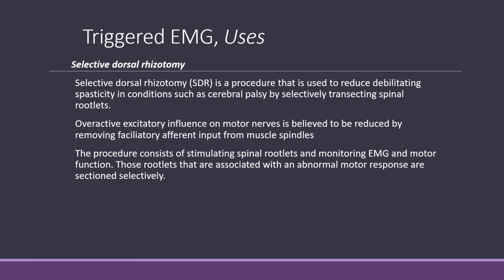With selective dorsal rhizotomy, this is a similar procedure in which we use it to reduce debilitating spasticity in conditions such as cerebral palsy by selectively transecting spinal rootlets. Overactive excitatory influence on motor nerves is believed to be reduced by removing facilitatory afferent input from the muscle spindles. And the procedure consists of stimulating spinal rootlets and monitoring EMG and motor function.